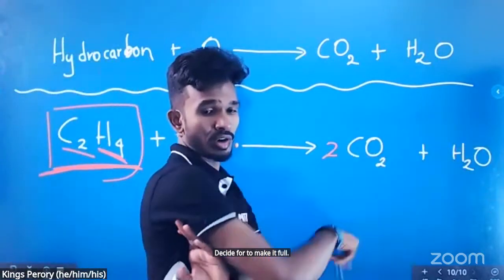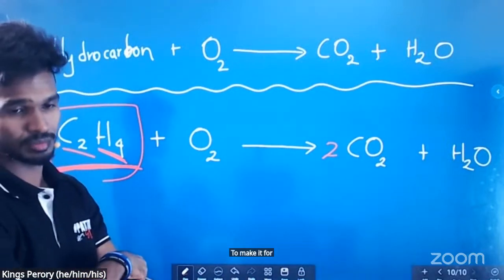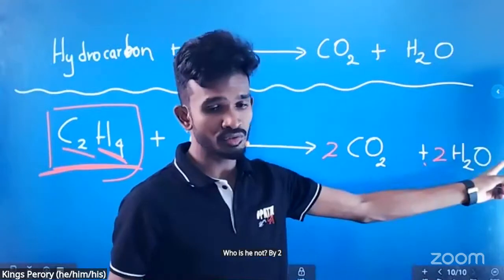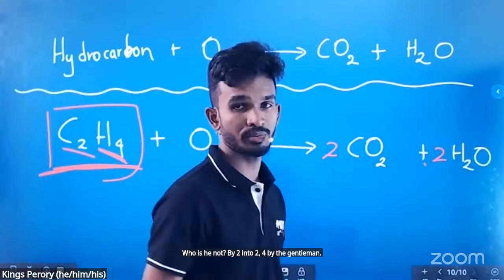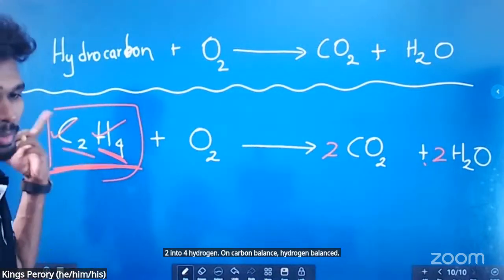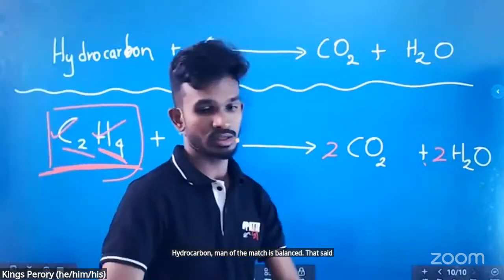To make it 4, what's the number in front of what? 2 is enough. Why? 2 into 2, 4 hydrogen will come. Now carbon is balanced, hydrogen is balanced. That side also, carbon is balanced, hydrogen is balanced.